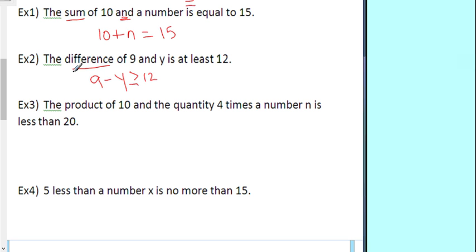Let's see the next example, a little bit harder. The product of 10, ooh, there's that word product. So there's my and statement. The product of 10 and a quantity 4 times a number n. So the quantity, you're multiplying 10 and some quantity. What quantity? Well, this whole thing. Okay? So it's the product of 10 times 4 times n is less than 20. Well, that's easy. Less than is just that. Less than 20. Easy. All right. Next problem.